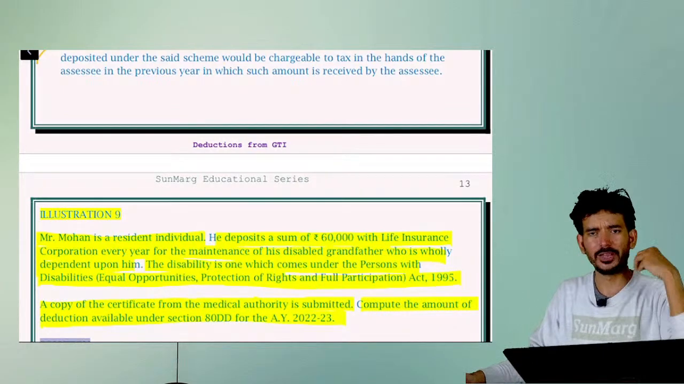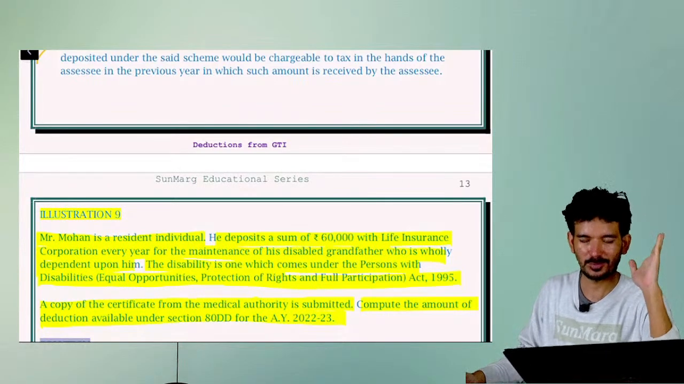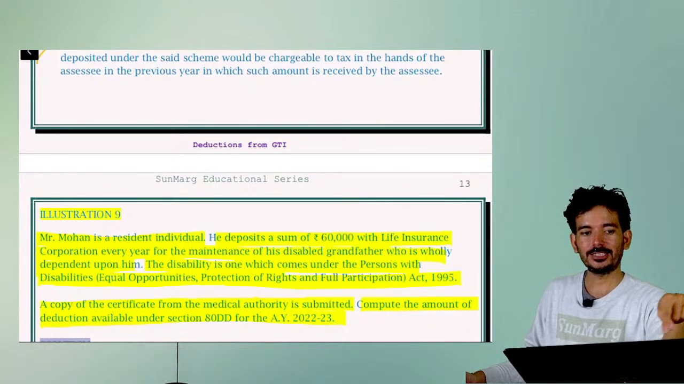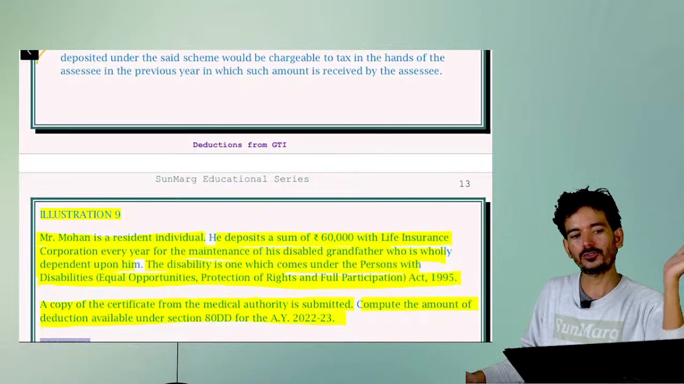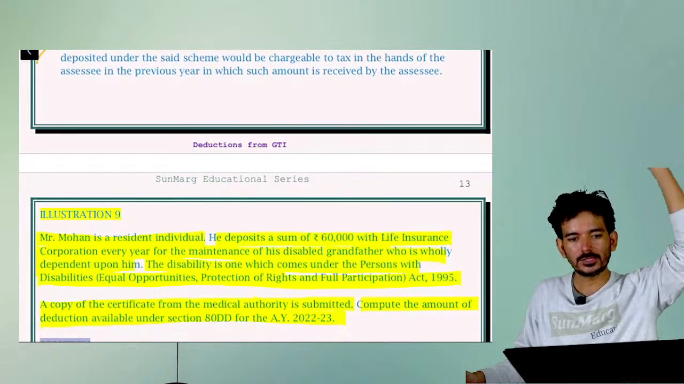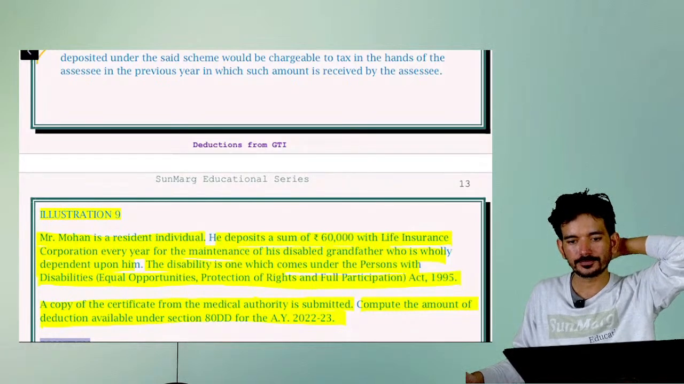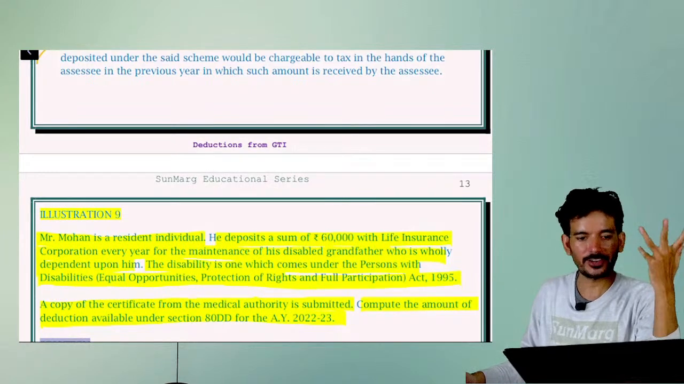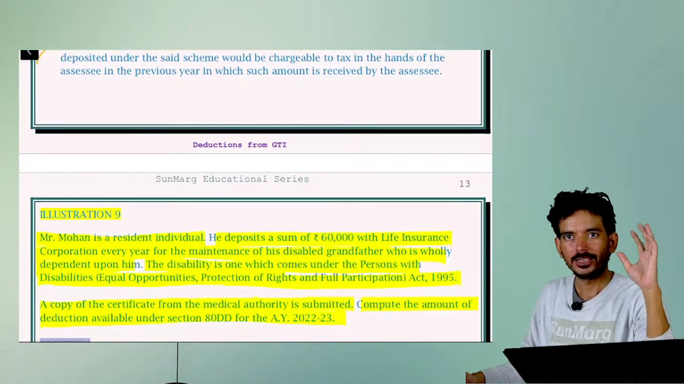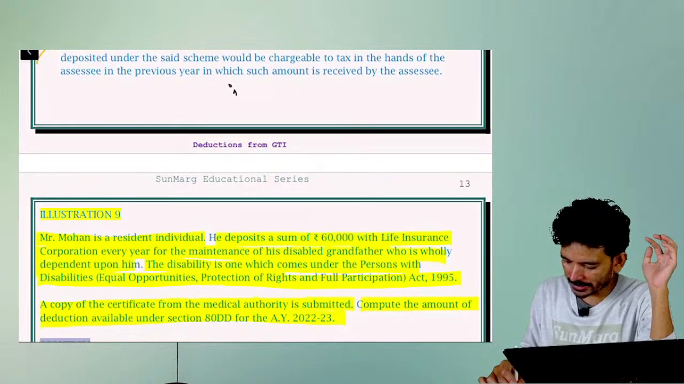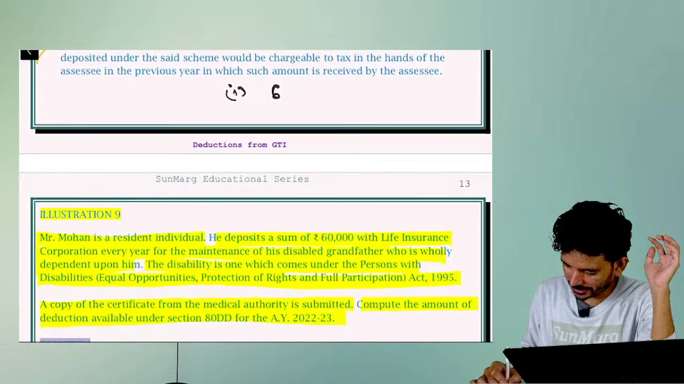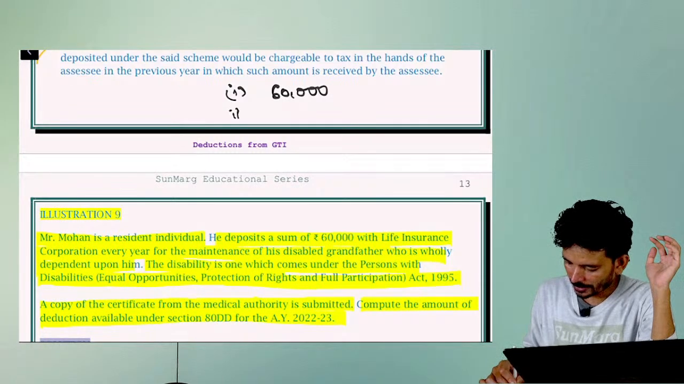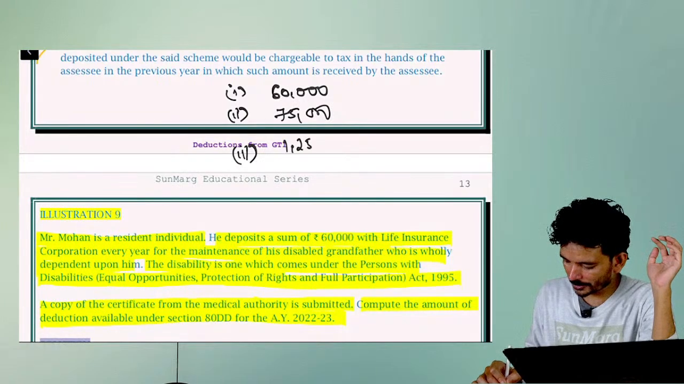The question is very simple. Maybe in MCQs you might get 1 or 2 marks on this. This person is depositing 60,000 with the LIC for the maintenance of his grandfather, and he is furnishing the certificate also. Everything is in order. Now in the options, how much will he be eligible for: 60,000 because he has incurred 60,000, or 75,000, or 1,25,000, or nil. 1 or 2 marks.